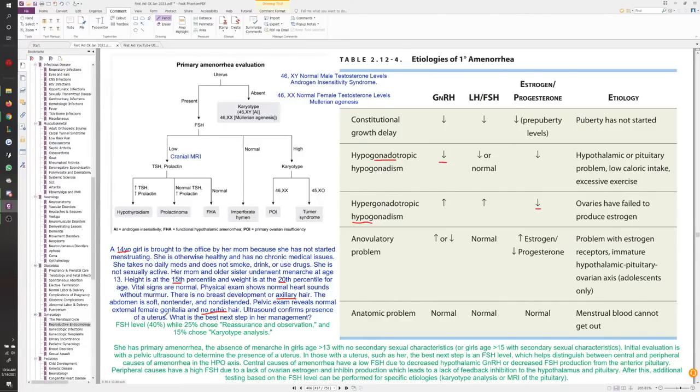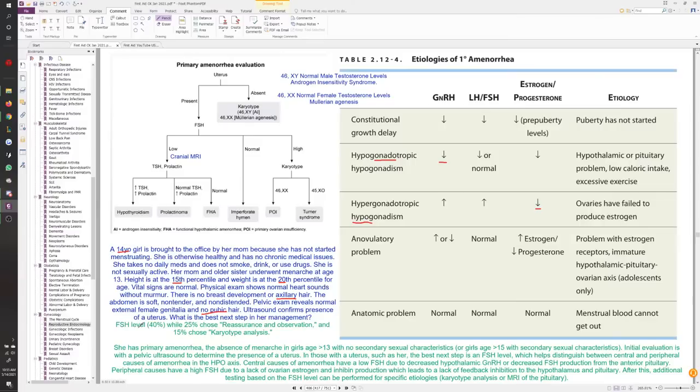So let's take a look at what you would do. They just want to know what's the next best step in our management. What should you do next? What should you order to check for next? Well, right now, all we know for sure is that it looks like there's no estrogen activity, right? So there's two things you can do to check whether or not there's estrogen activity. You could do the progesterone withdrawal test, or you could check for FSH levels. Because one of the other reasons you might not have estrogen is because you don't have follicles releasing estrogen. So if you don't have follicles, your FSH levels should be very high, right? So these are some things to understand.